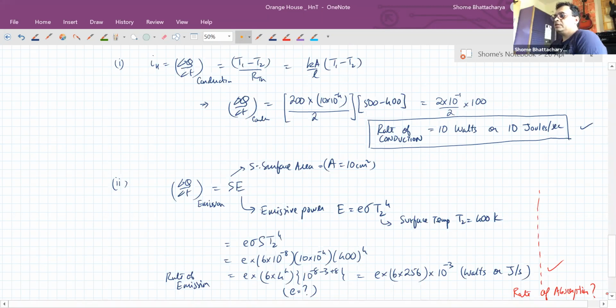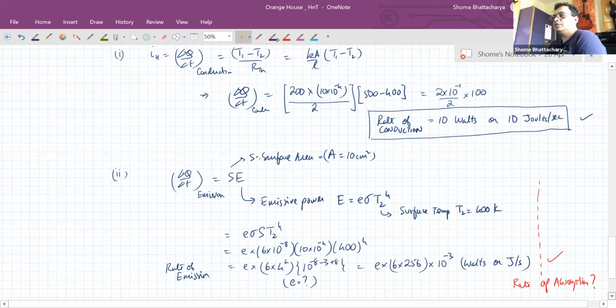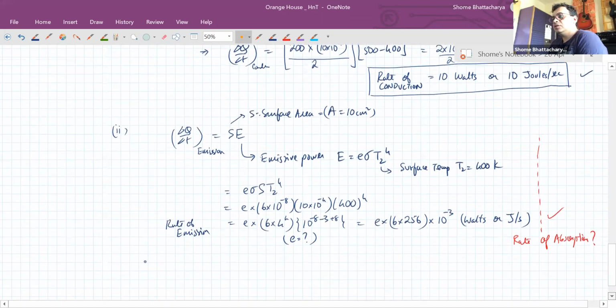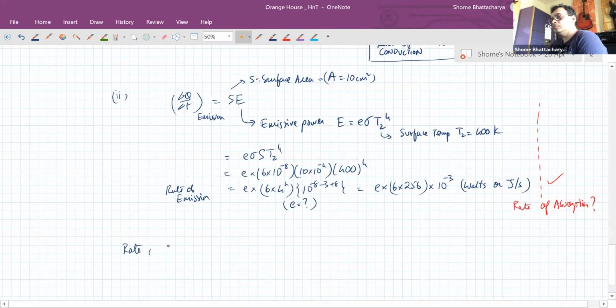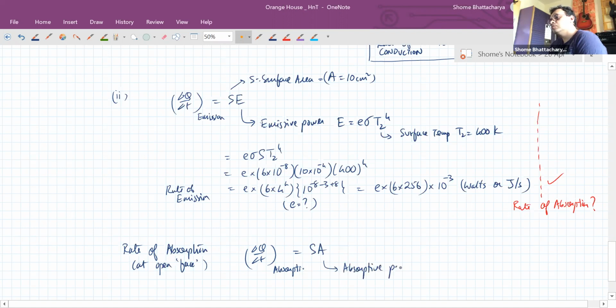So now see, just the way we have calculated the rate of emission, remember according to Stefan's law, there's always absorption also happening. So the rate of absorption at the open surface or at the open face of the rod on that side, delta Q by delta T by absorption, will be equal to what? The surface area into absorptivity, or sorry, absorptive power. So that absorptive power A is equal to absorptivity into sigma into surface temperature to the power 4, where remember A is equal to E for any material.